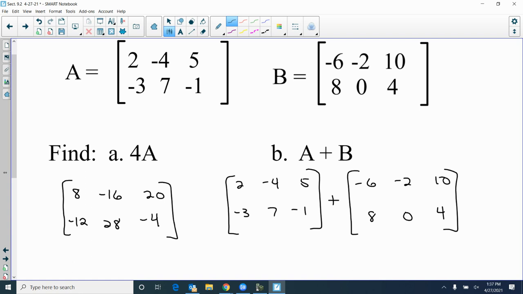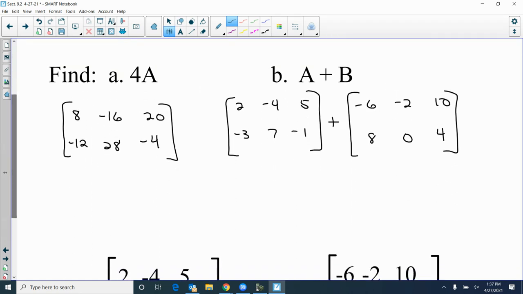Adding those together, 2 plus negative 6 is negative 4. Just corresponding elements: negative 4 plus negative 2 is negative 6. 5 plus 10 is 15. Negative 3 plus 8 is 5. 7 plus 0 is 7. And it looks like we get a 3. All right, everything good there?